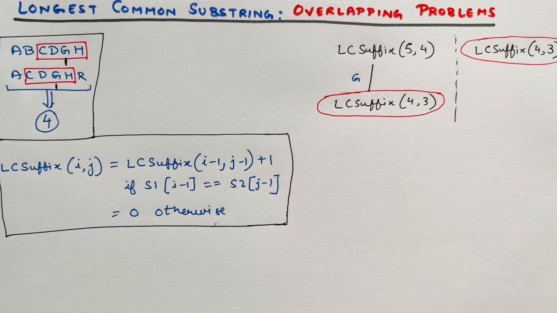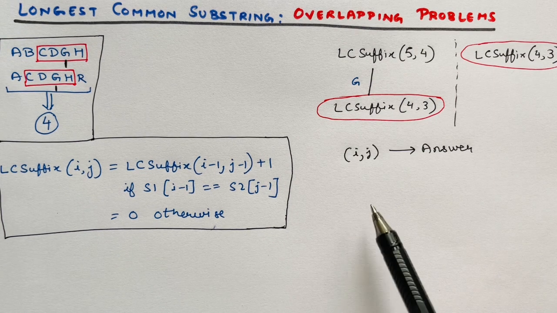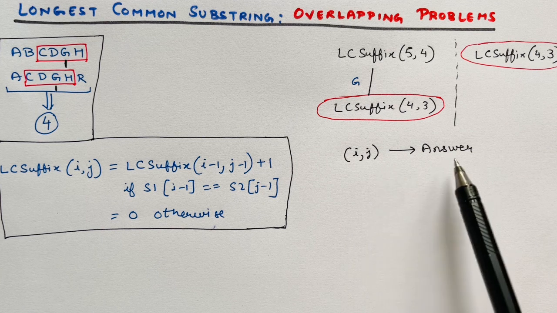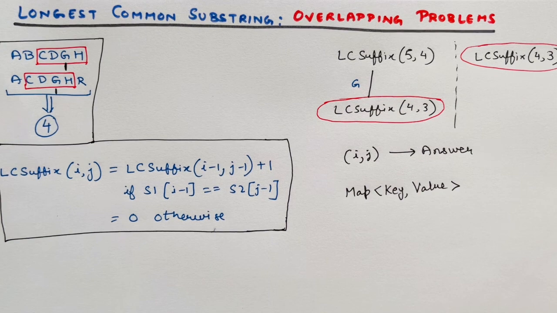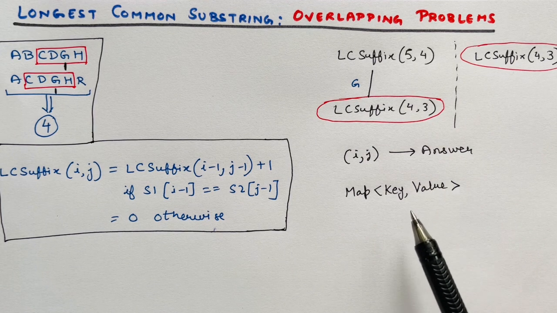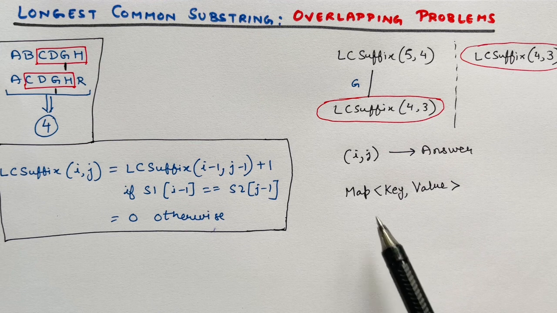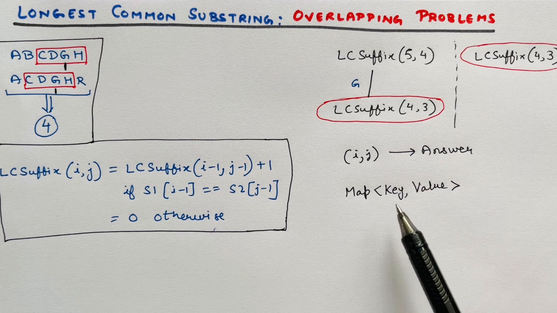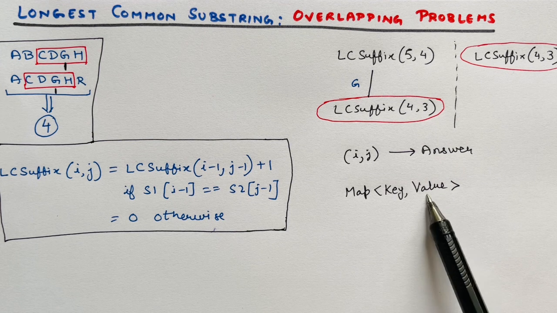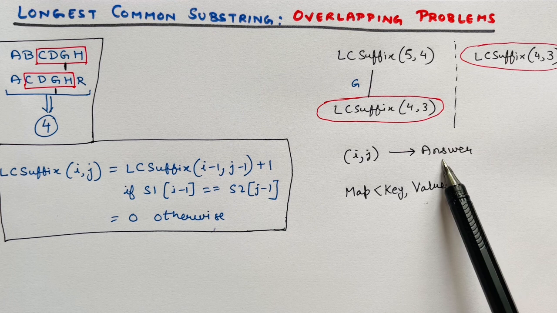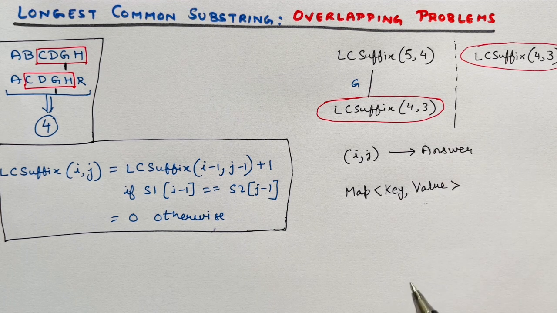How can we do that? We need to store the information that for a pair of i and j, this is our answer. What is the best data structure that suits this use case? We can use a map, because in a map we can query by key and get the value in constant time, big O of 1 time. But with a map we also have to define the data types of key and value. The data type of value is easy. Value corresponds to the answer. The answer is basically the length of the longest common suffix. So value is integer type.